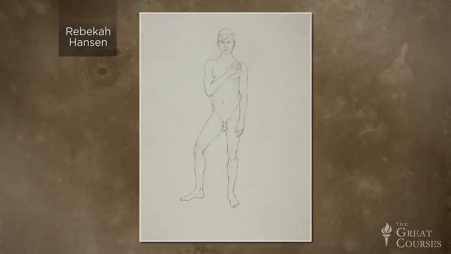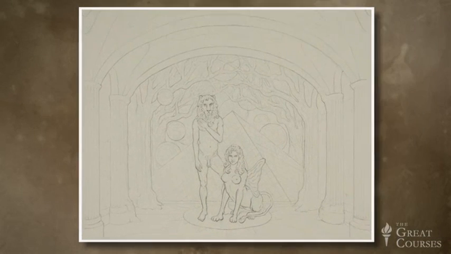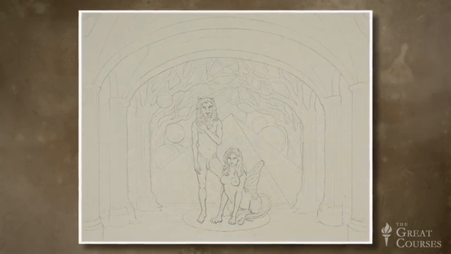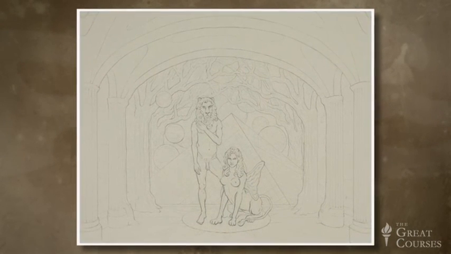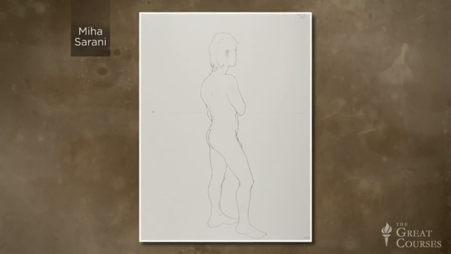This drawing uses a standing male figure study. He gets flipped mirror image to serve the composition. The architecture is invented using linear perspective, and visual sources were found for the Sphinx, the lion's head, columns, and tree limbs.